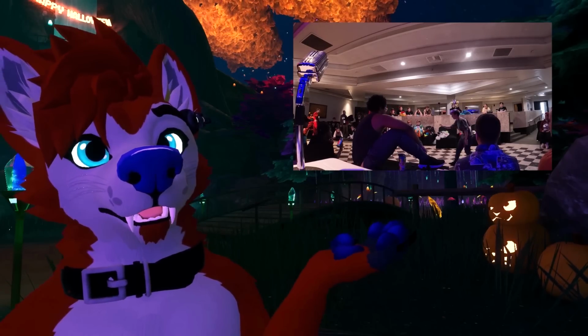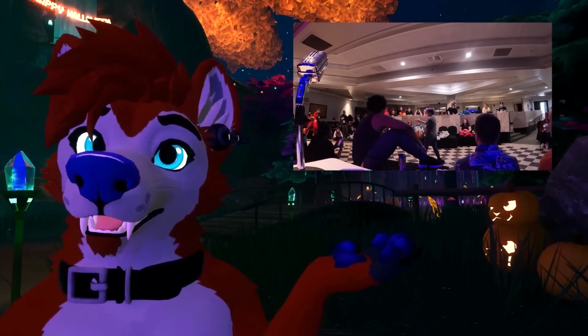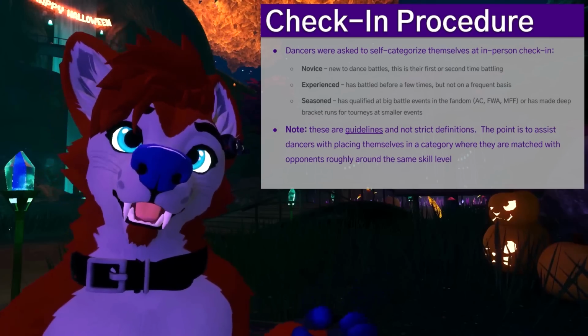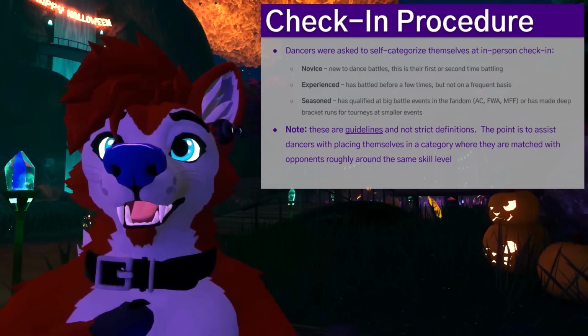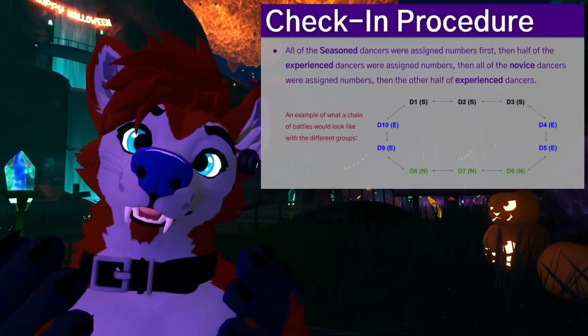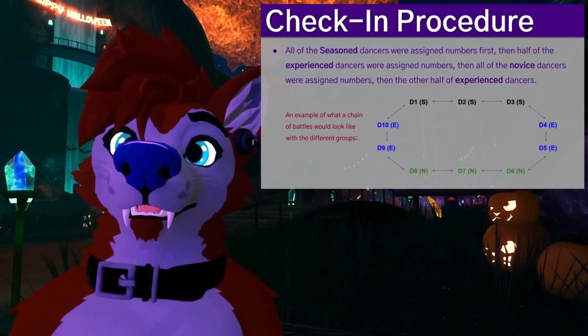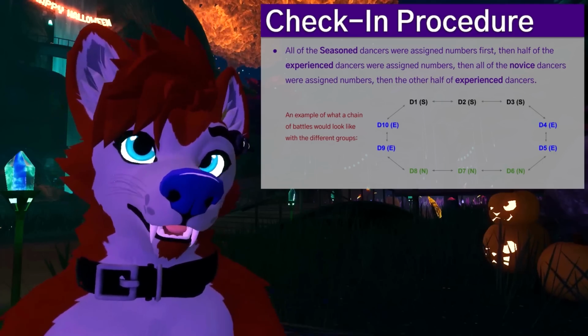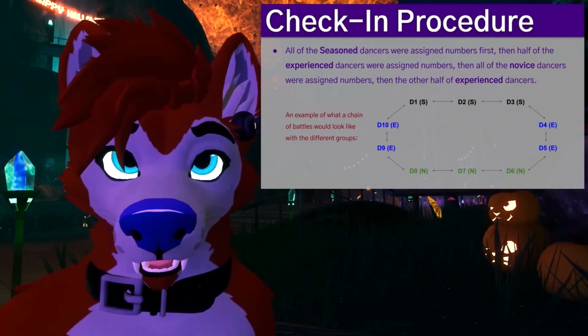Version 5.0 of the system was used for Furpoc Freestyle tryouts, which introduced a lot of these ideas. At the beginning of the event, dancers were asked to self-categorize themselves based on 3 levels: novice, experienced, and seasoned. All the seasoned dancers were assigned numbers at check-in first, then half the experienced dancers, then all the novice dancers, then the other half of the experienced dancers.